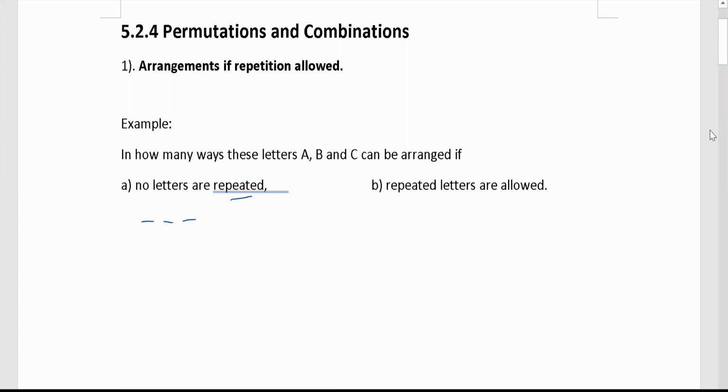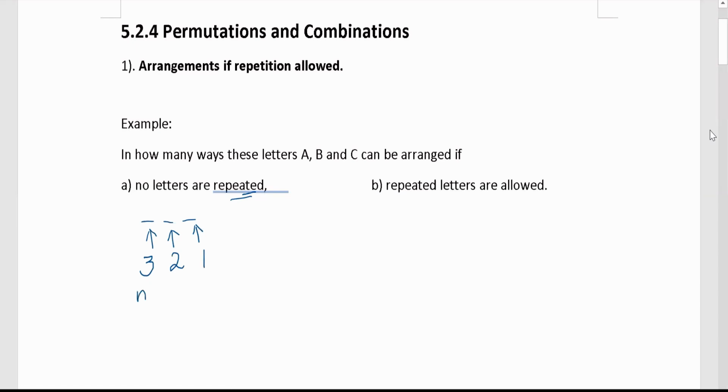First place, there are three letters A, B, and C to fill up the place. Then we have three ways to do so. And since no letters are repeated, when we move on to the second place, there are only two letters left. So we have two ways. And we move on to the third place. Now there's only one letter, so there is only one way.